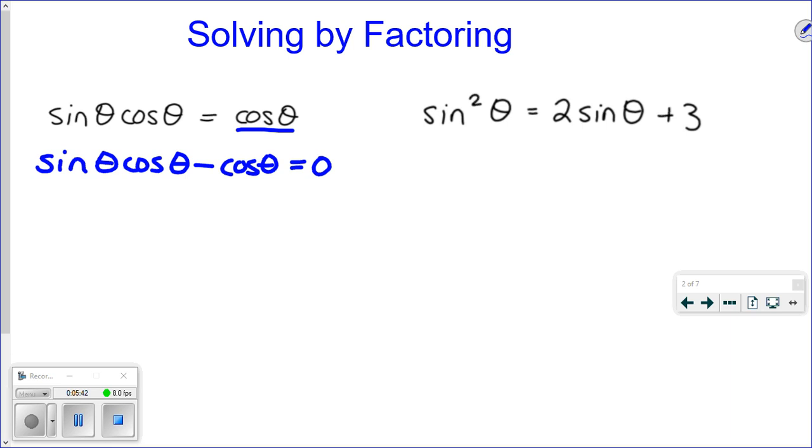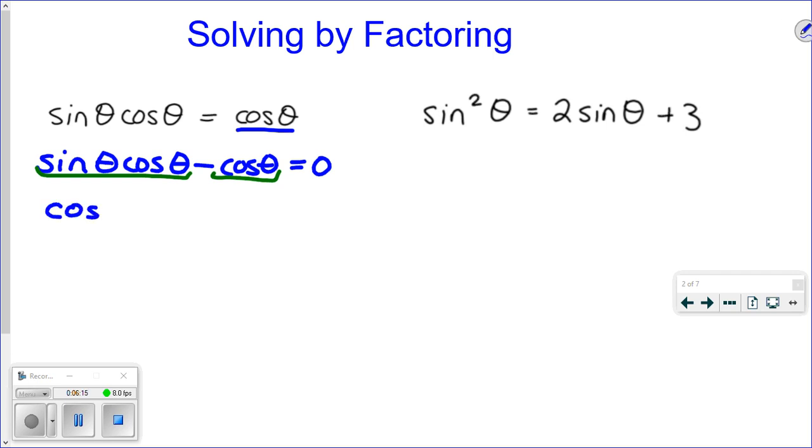Okay, so now we want to do our factoring. Now, this is one example where we can factor out the greatest common factor. Okay, now what is common to both terms? Well, remember, the terms are what you subtract. So these would be the terms of the equation. And notice that cosine of theta is common to both terms. So that is our greatest common factor.